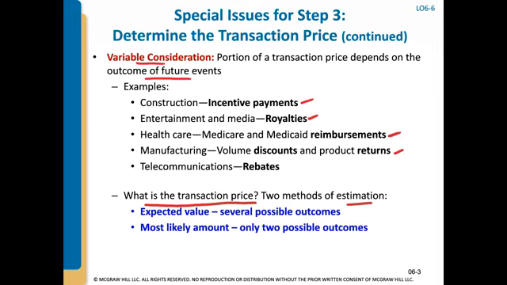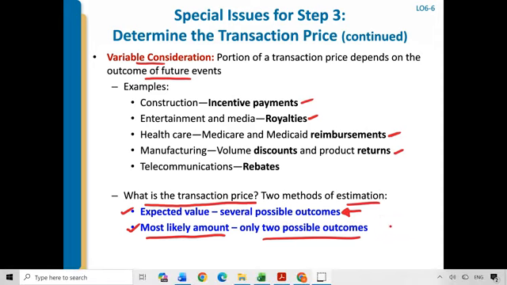And there are 2 ways to make that estimate. The first one is the expected value method, and that is when there are several possible outcomes. Like in my construction example, there were several possible outcomes. If you have a contract where you get $100,000 for this contract, however, if you finish it within 10 weeks, I'll give you an extra $50,000. If you finish it within 12 weeks, I'll give you an extra $25,000. And if you finish within 14 weeks, you get nothing extra above the initial $100,000. Those are several possible outcomes. The other way to estimate the transaction price is the most likely amount, where there are really only 2 possible outcomes. So either it happens or it doesn't. And we're going to go through examples to demonstrate each of those methods.